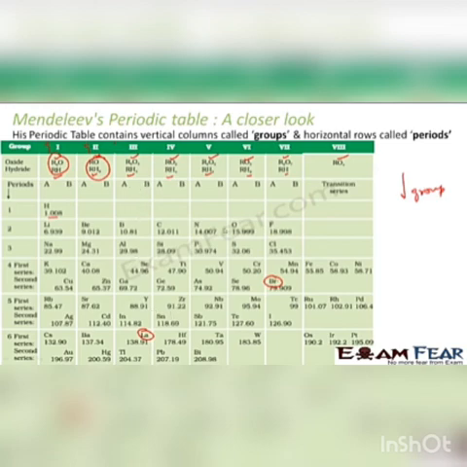So just by looking at the position of the element, for example, Ti. So Ti, if it reacts with oxygen, it will form TiO2. And if it reacts with hydrogen, it will form TiH4. So those were the kind of things he was able to tell just by looking at the position of the element in the periodic table.